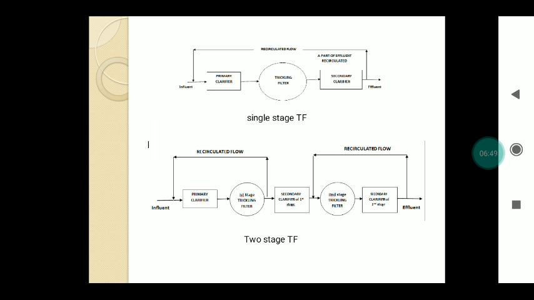So this is the diagram or graphical representation of the single stage trickling filter and two stage trickling filter. In the two stage trickling filter, they are arranged in a parallel series. More than one trickling filter is arranged.